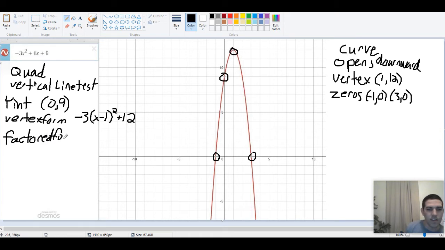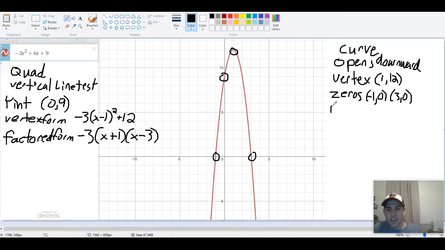Since I have the zeros, I can write it in factored form. I start with the same a value, -3, same a value as the other ones, and then I do x, the opposite of your first zero, plus 1, and then in the other parentheses, x, the opposite of your +3, minus 3. There's factored form.